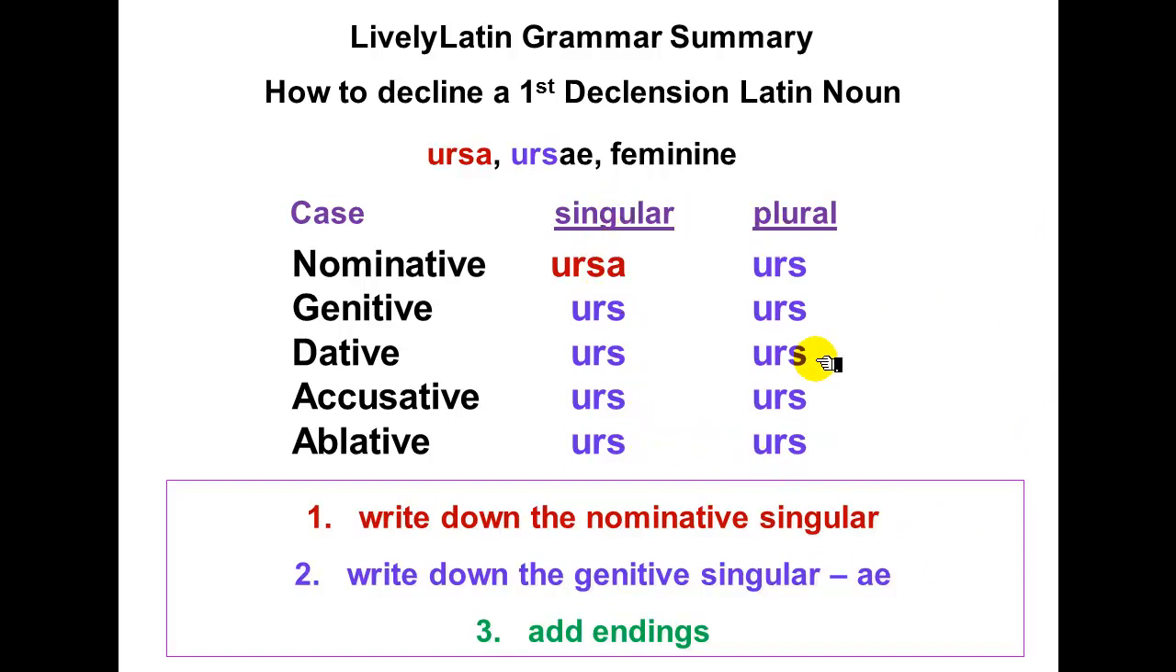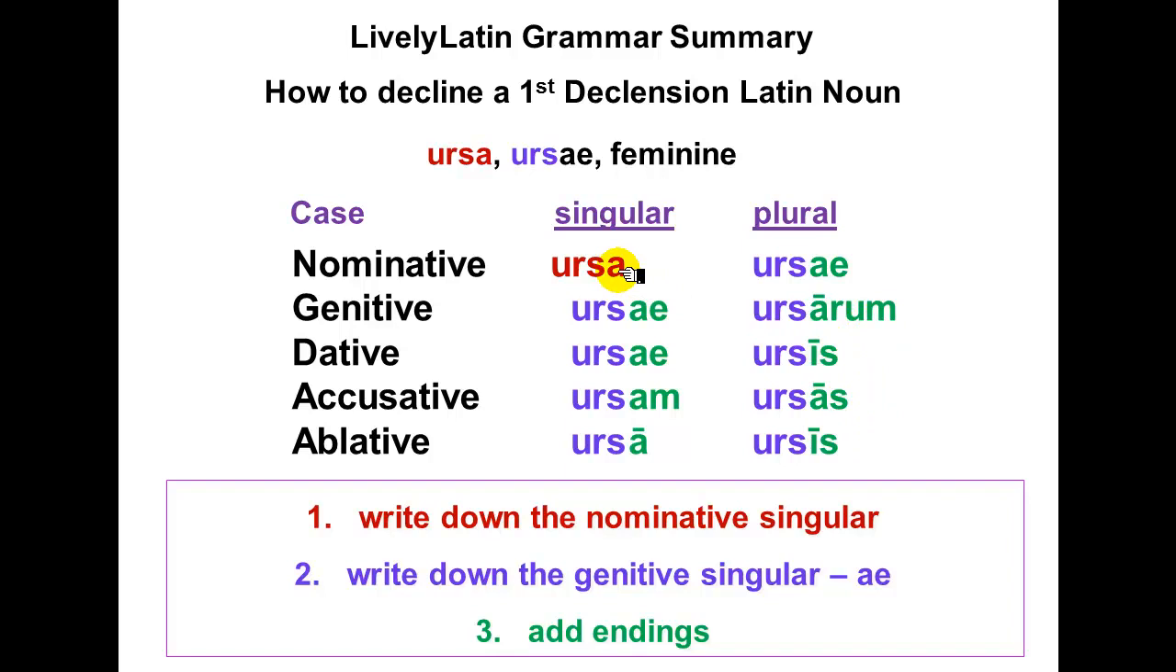After we've got the stem, then we're going to add first declension endings. This is a first declension noun, so it has to have first declension endings. The AE on the genitive indicates that it is a first declension noun. First declension nouns always have these same endings: AE, AE, AM, long A, AE, arum, is, as, and is.